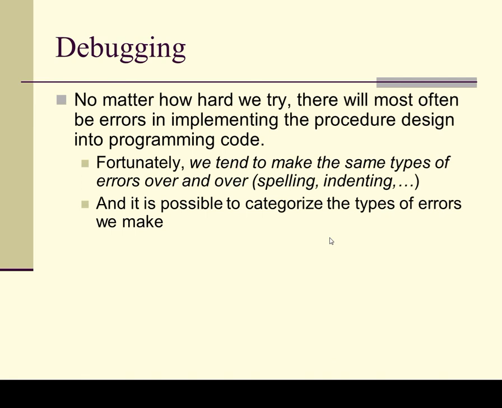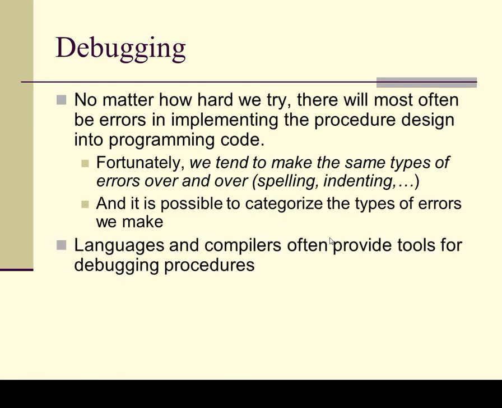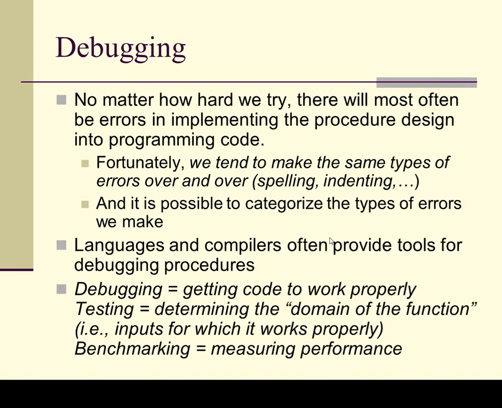So debugging. There's always going to be errors. Now, one thing that you'll learn as you gain experience is that each person tends to make the same types of errors over and over and over. So if you're a bad speller, then it may be that when you make errors, most of the time your errors are spelling. So we can categorize the types of errors we make. Languages and compilers often provide tools.